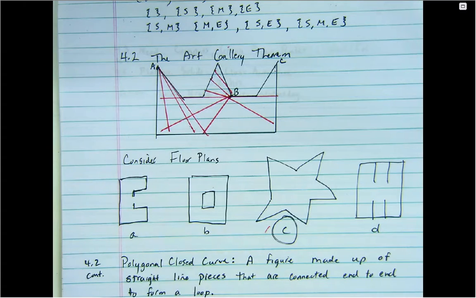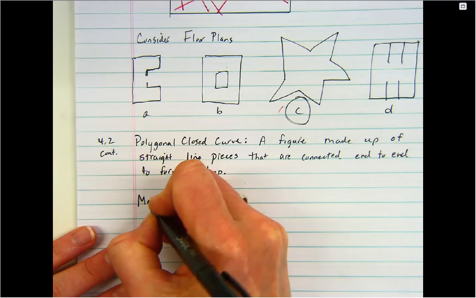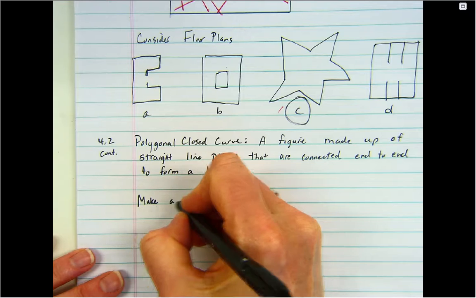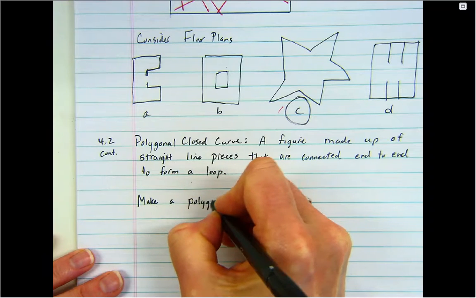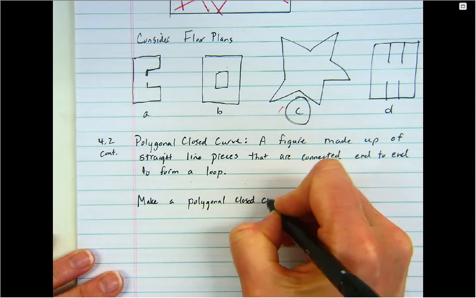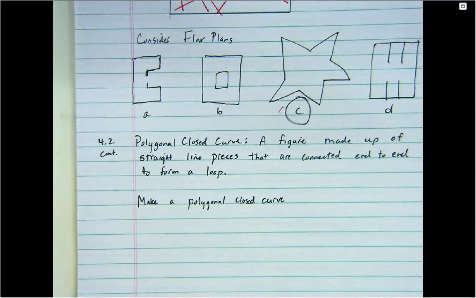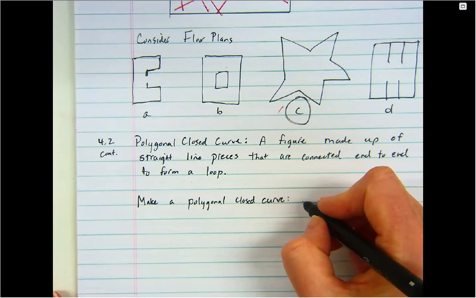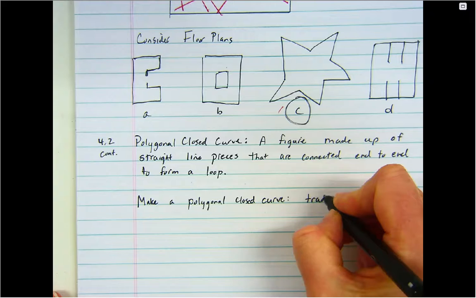So I'd like you to each make a polygonal closed curve, and I'm going to ask you to trade it with someone, and they're going to find how many security guards they need. Use a straight edge, please. Use a straight edge because otherwise it's going to be hard for the person you give it to decide how many security guards are necessary. So after you make a polygonal closed curve, then I'll ask you to trade with someone.